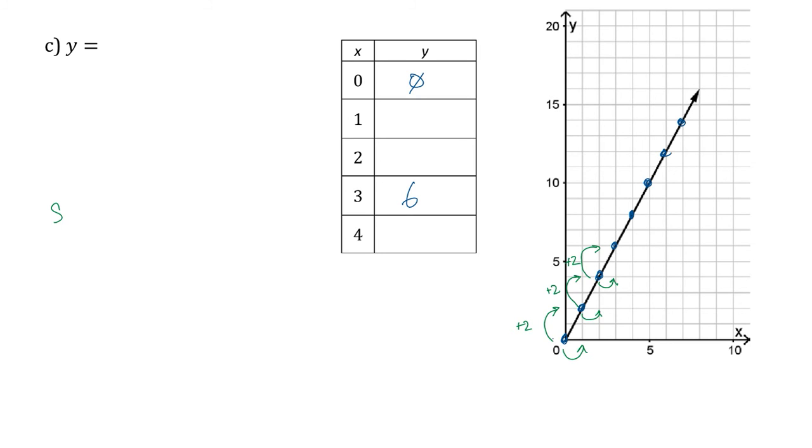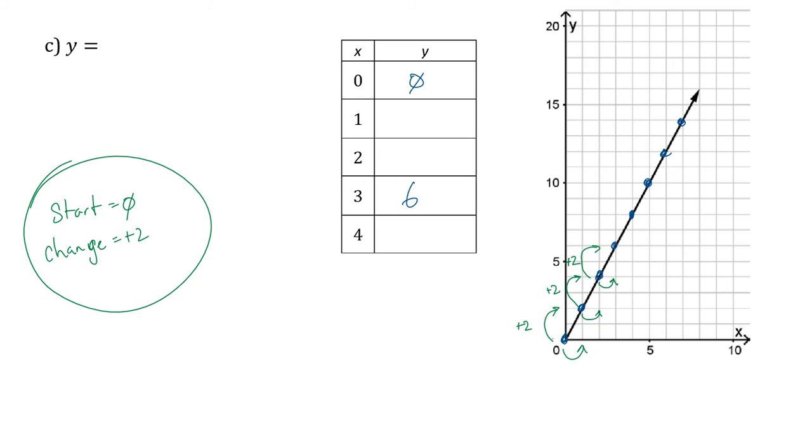So my start is 0 and my change is plus 2. And being able to write that out is a really good first start. And then I can turn that into my equation and I can turn that into my table, hopefully from there.